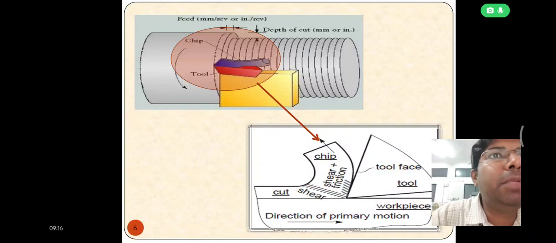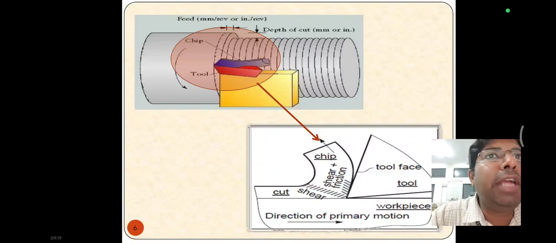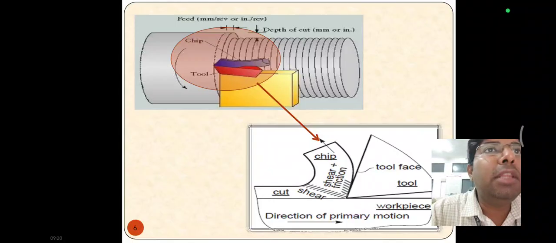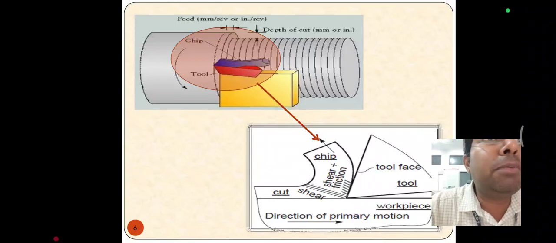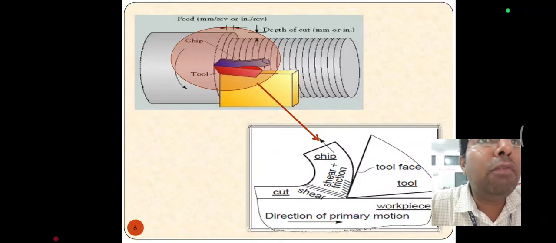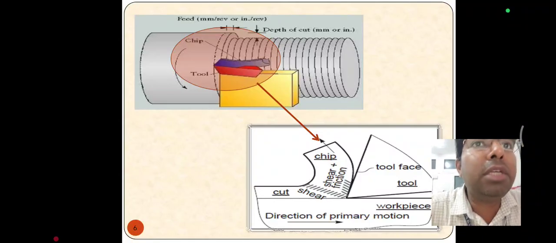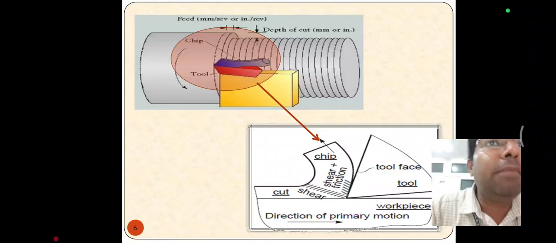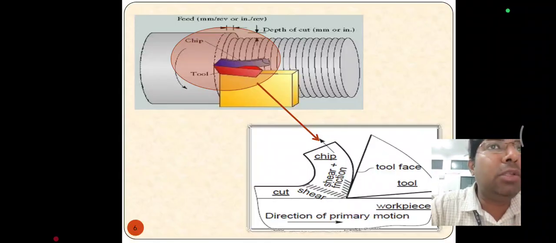These chips are a direct result of a shearing action, and they are important because their formation indicates successful material removal. However, flowing chips can also cause tool wear over time, which is a key consideration in cutting tool design and operation. Now, the force that causes this chip formation, the applied compressive force, is known as the cutting force.